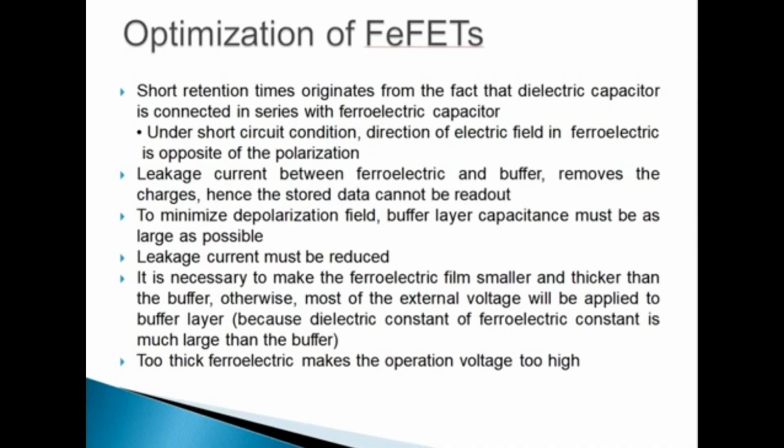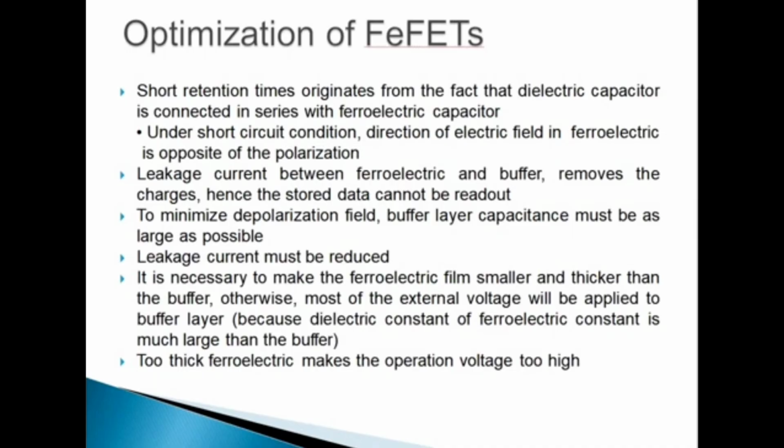Short retention time originates from the fact that the dielectric capacitor is connected in series with the ferroelectric capacitor. Under short circuit condition, the direction of the electric field in the ferroelectric is opposite to that of the polarization. Second, leakage current between the ferroelectric and buffer removes these charges. Hence, the stored data cannot be read out. To minimize the polarization field, buffer layer capacitance must be as large as possible. To optimize the ferroelectric field effect transistor, leakage current must be reduced.